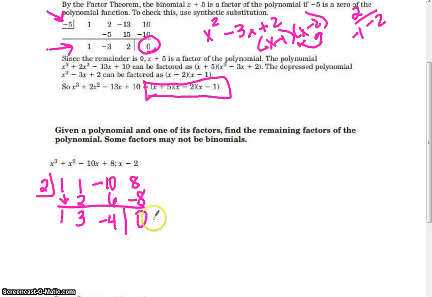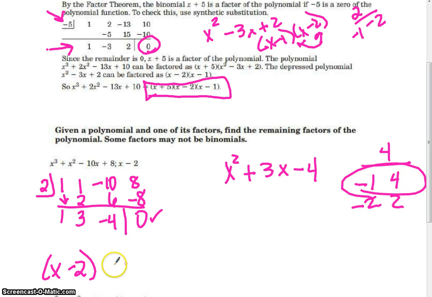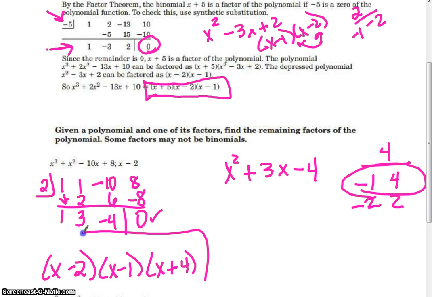So yes, your remainder is 0, which means that x minus 2 is indeed one of your factors. Take what's left here and rewrite it. It's x squared plus 3x minus 4. And we're going to factor that like normal. So find the factors of 4: 1 and 4, 2 and 2. Signs are different. The largest one is positive, so the small one is negative, and they have to equal 3. So this becomes x minus 1 and x plus 4. So x minus 1 and x plus 4 are also factors, and that is your answer: the one that we verified was a factor, and then the other two that we found.